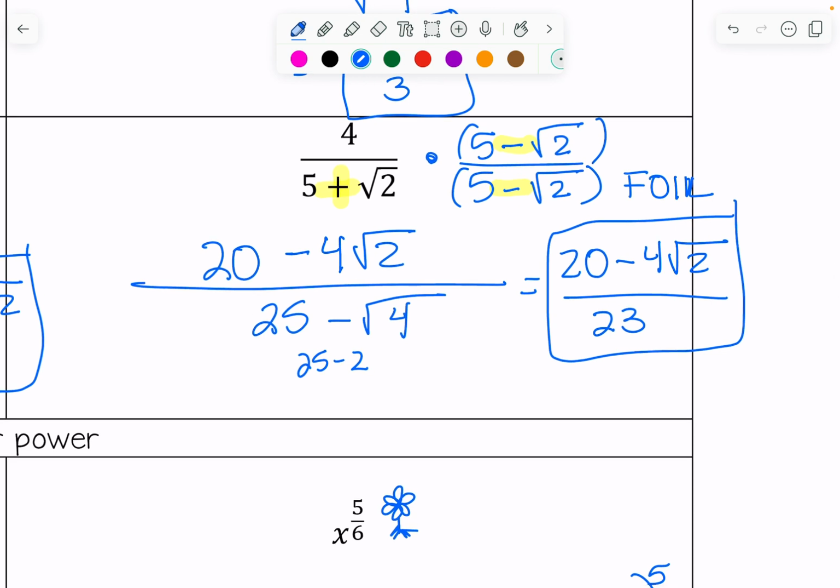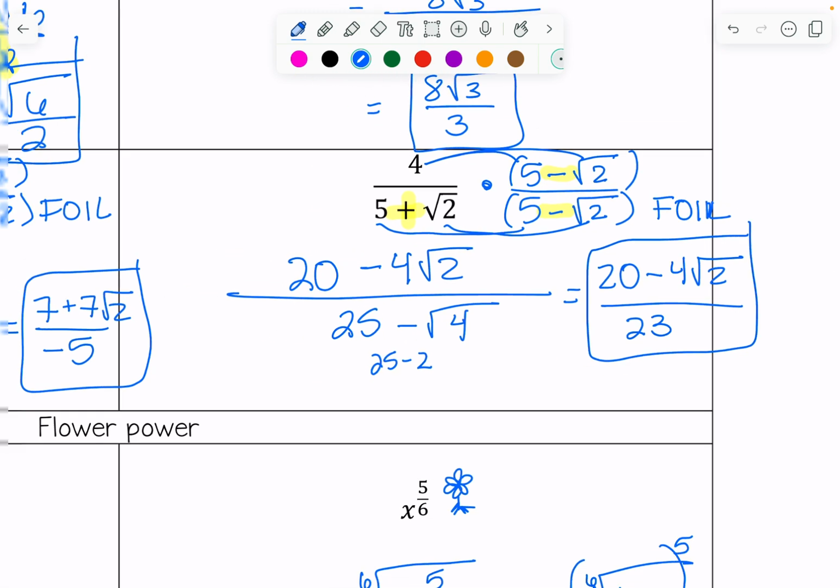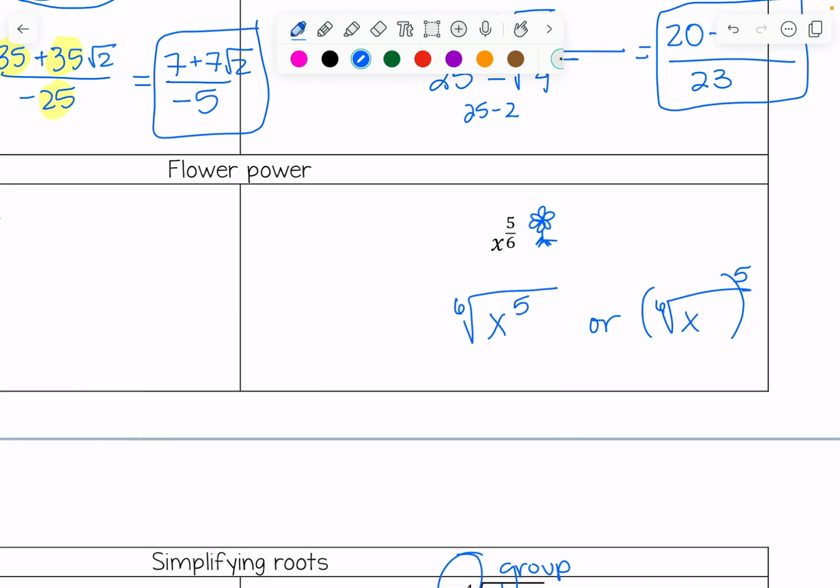Go ahead and take a look at this one on the right. I got a denominator of 23 when I multiplied the front and I multiplied the back. And then I distributed 4 times 5 is 20. 4 times square root of 2 is 4 square root 2.